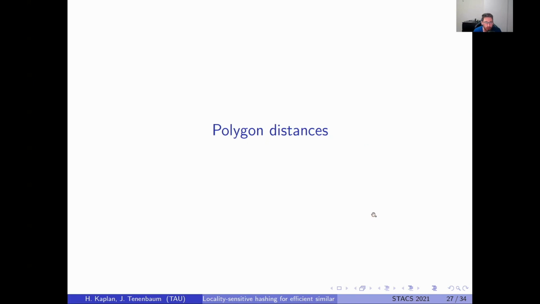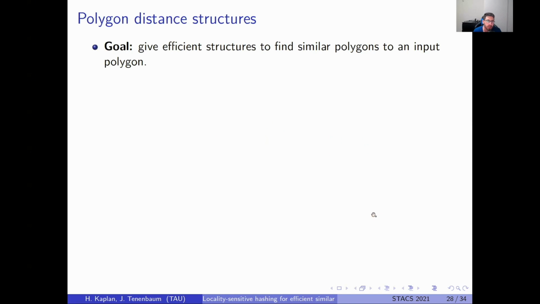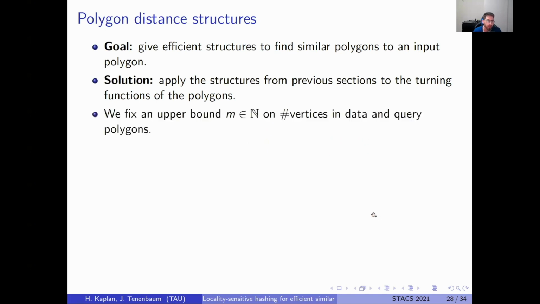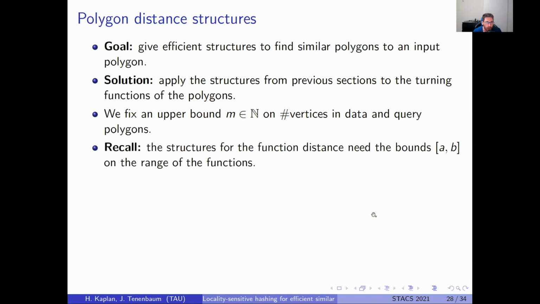Now that we have all our structures for functions, we apply them to the turning functions of polygons. Our goal is to give efficient structures to find similar polygons to an input polygon. As I've just mentioned, the solution is to apply the structures from previous sections to the turning functions of polygons. First, we fix an upper bound on the number of vertices in the data and query polygons, and recall that to apply the structures for function distance, we need the data functions and the query functions to be bounded.